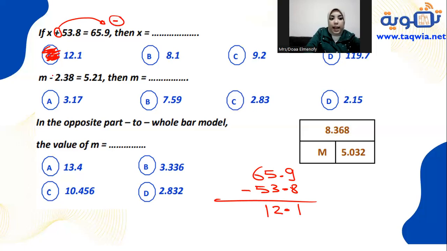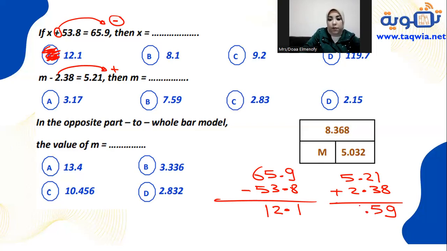Okay, here when we have minus, we have to move it to the other side with plus. So here we have to add to get the value of m. So here we have 5.21 plus 2.38. So 1 plus 8 equals 9, 2 plus 3 equals 5, and decimal point, and 5 plus 2 equals 7. So it's 7.59, okay?